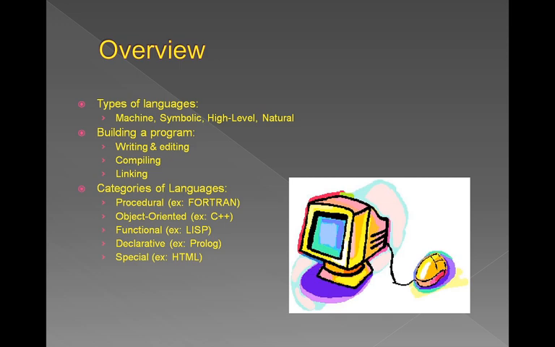This is the overview for today's lecture. There are types of language: machine, symbolic, high level, natural. Building a program: writing, editing, compiling, linking. Categories of languages: procedural, object oriented, functional, declarative, special.